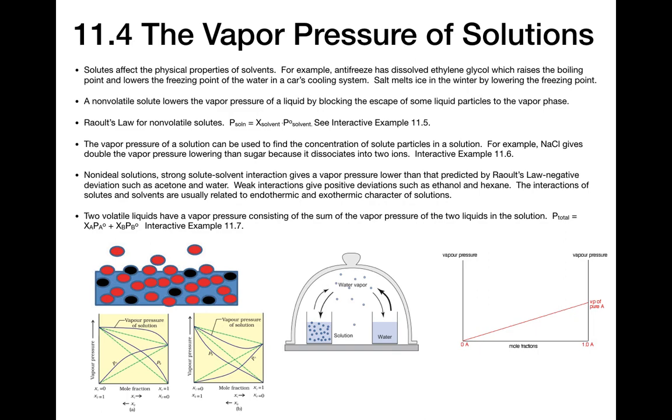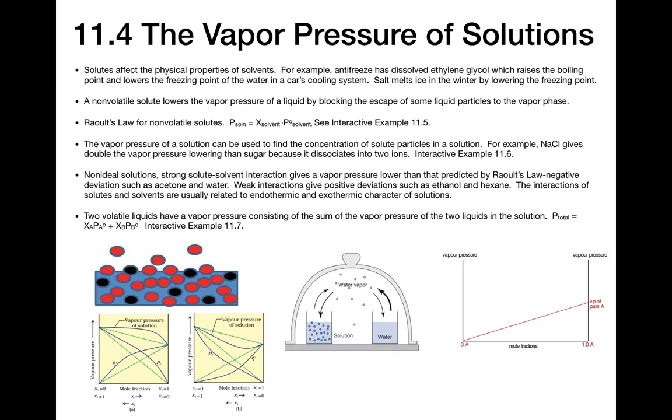If we start with simple, we would start with a non-volatile solute, which will lower the vapor pressure of a liquid because it will block the escape of some of the liquid particles that are trying to escape to the vapor phase. In the four diagrams, you see the red and black particles. The black particles are solute particles. They are non-volatile. They do not escape to the vapor phase. Only the red solvent particles can escape to the vapor phase, but the black solute particles at the surface of the liquid will block the attempted escape of some of the solvent particles. As a result, fewer particles escape to the vapor phase.